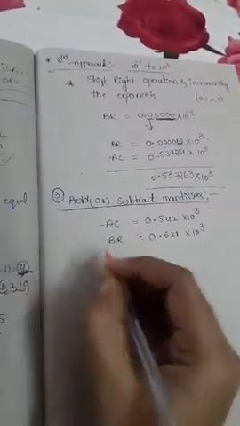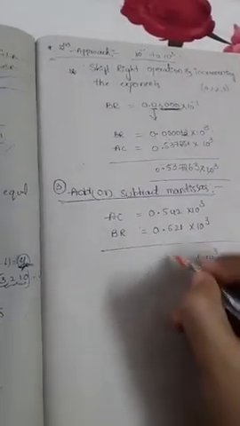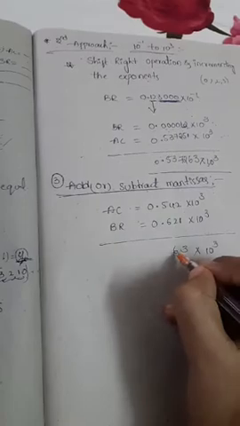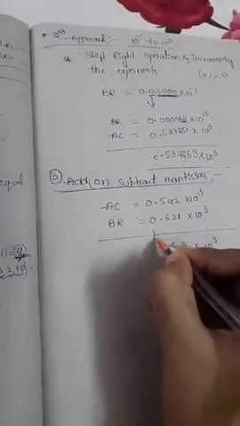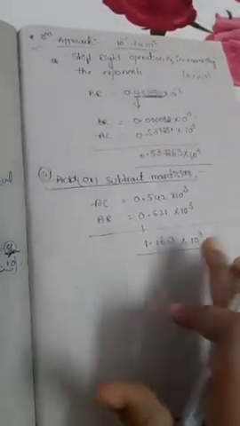So first we'll see the addition operation here. 10 cube as it is. So 2 plus 1 is 3, 4 plus 2 is 6, 5 plus 6 I will get 11. So 1.163 into 10 cube we are getting, right?